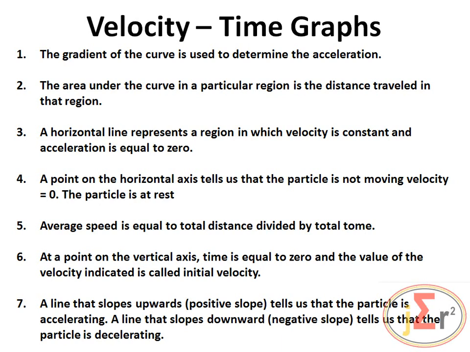A line that slopes upwards, which is a positive slope, tells us that the particle is accelerating. A line that slopes downward, which is a negative slope, tells us that the particle is decelerating. In any event that a reference should be made to these points, the accompanying booklet should be used. However, in each particular section, the principles that are applicable to a particular problem will be discussed in detail.